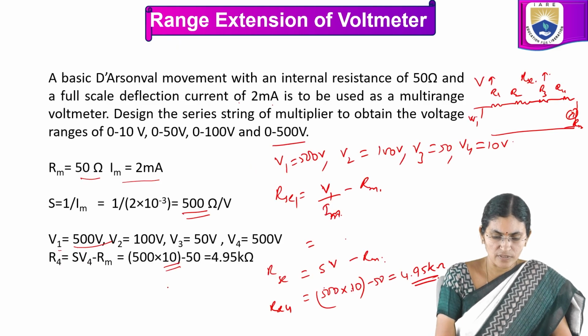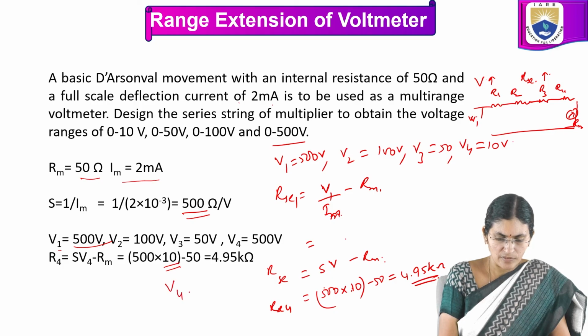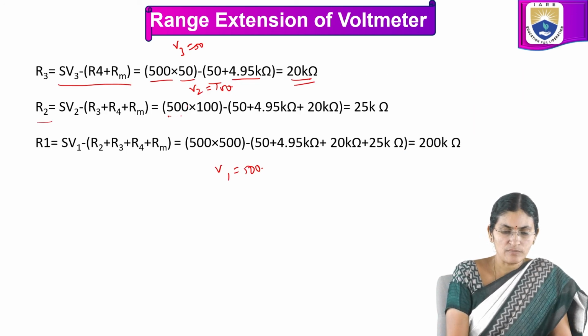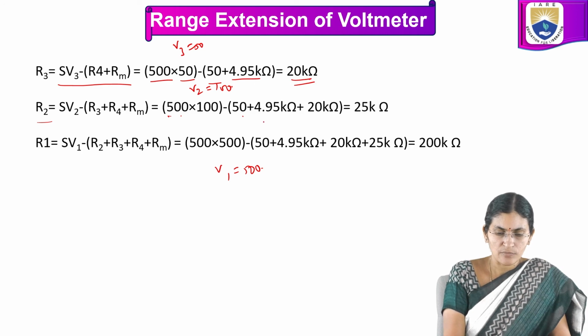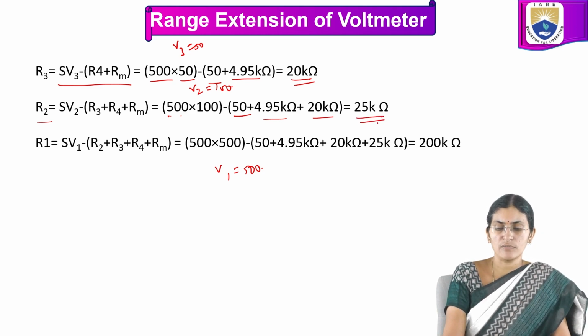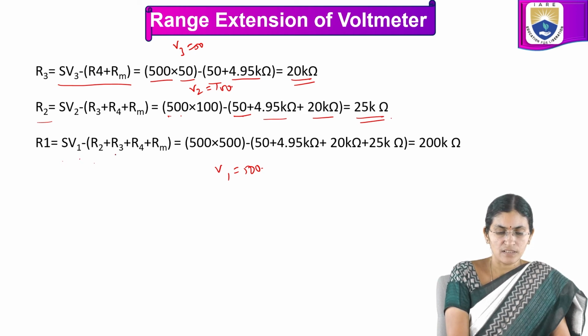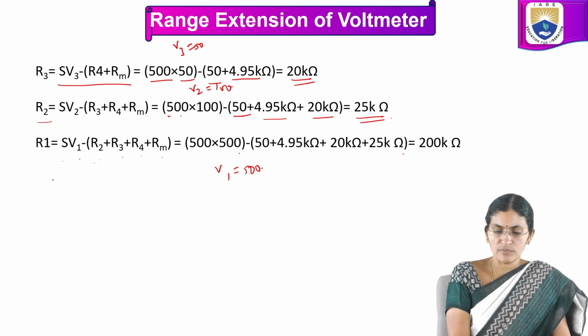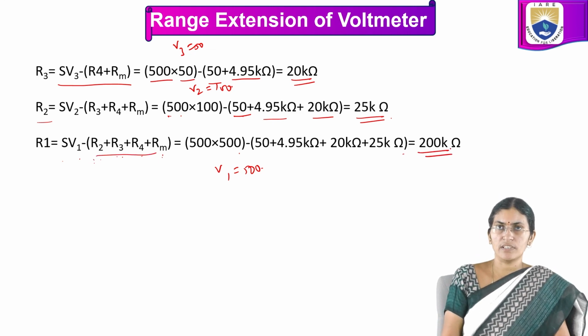Here V4 is equal to 10. So R2 is S into V2 minus R3, R4 and Rm. So this is Rm and this is the R4 and R3 value. Substitute and you will get the value of 25 kilo ohms. Next, R1 is equal to S into V1 minus R2 plus R3 plus R4 plus Rm, which is 500 into 500 minus the rest. Substitute the values, all the values are given: Rm, R4, R3 and R2. We'll get it as 200 kilo ohms.